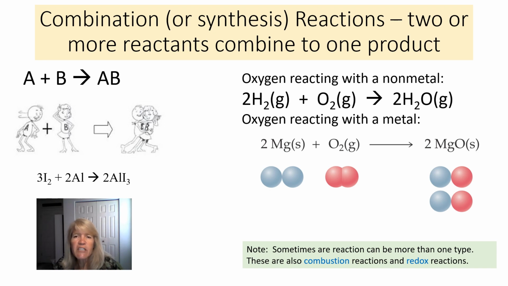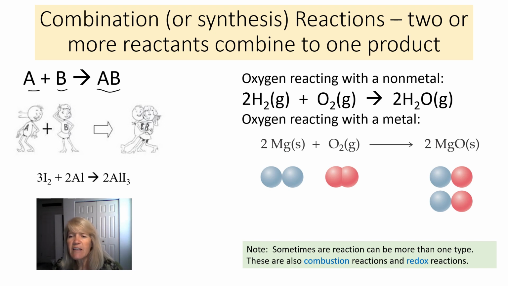Let's look at combination or synthesis. So that's when 2 or more reactants combine to form one product. So you can see that in A plus B makes AB. So you end up with one product. And you can see the little cartoon how the two people got together.